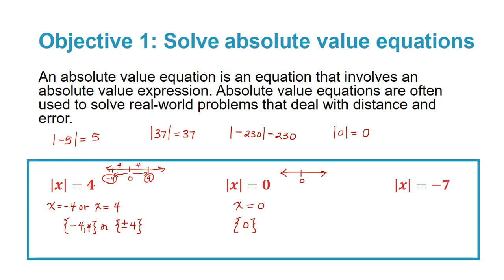And the third example is absolute value of x is equal to -7. This would tell me to find all the numbers whose distance from 0 is -7. But I can't move -7 units, and so there is no number whose absolute value is -7. So there would be no solution for this equation, which we write as the empty set. So there are actually 3 cases of solving an absolute value equation. That is when the right-hand side is a number that's positive, 0, or negative.